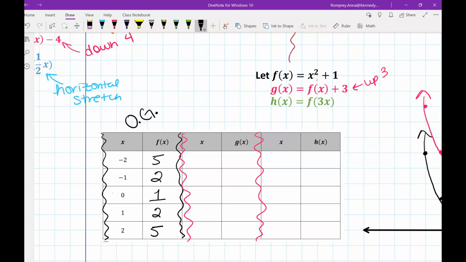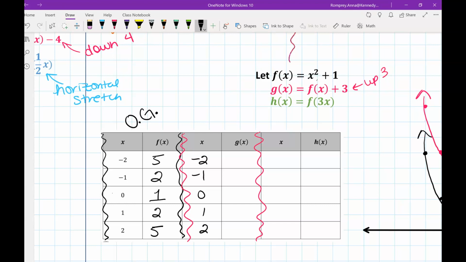So g of x is f of x plus 3. So who's being affected? The x's or the y's? Well, it's outside, so the y's are being affected. Is anything going on inside in the parentheses? No. So all of my x values are going to remain the same. So I don't have to do any transforming to those. I just keep them. -2, -1, 0, 1, 2.